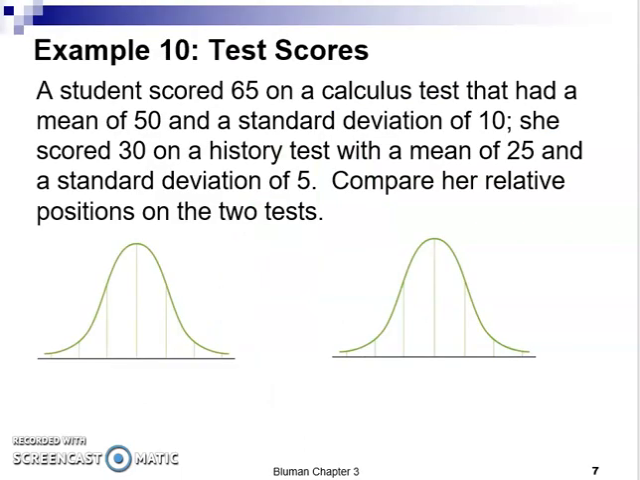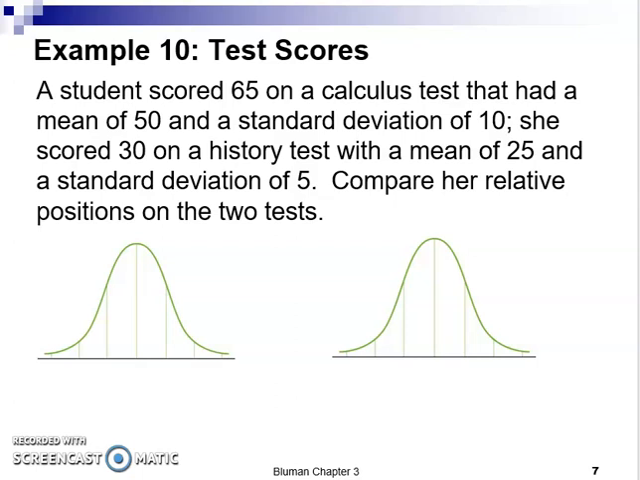Now, how are we going to use that? Well, let's look at a problem. Here we've got a student who scored a 65 on a calculus test that had a mean of 50. Now, can you imagine? The average score in the class was a 50. And a standard deviation of 10. She also scored a 30 on a history test. But look at this mean. It's 25, and the standard deviation is 5. So we want to compare her relative positions on the 2 tests.